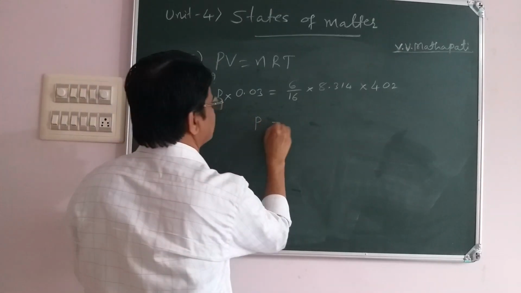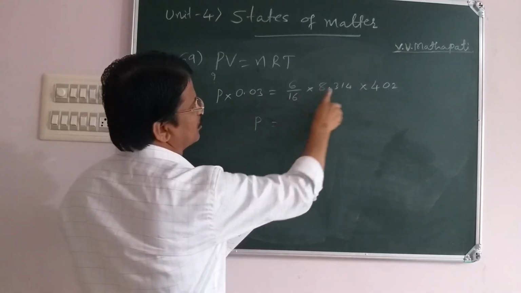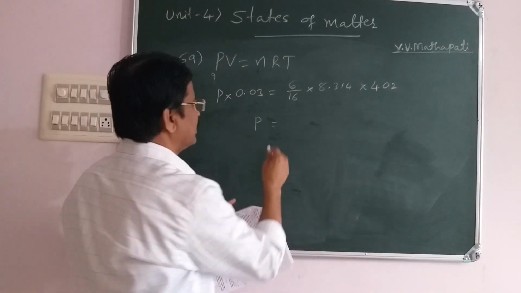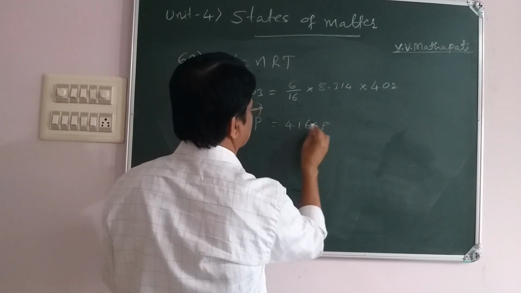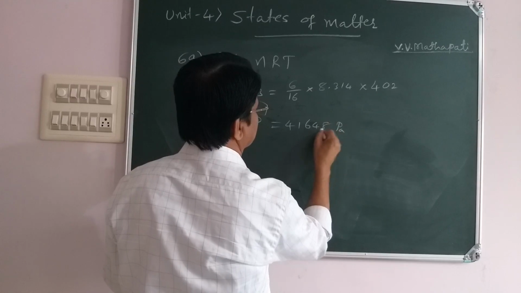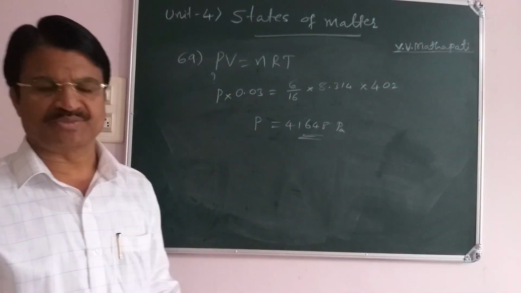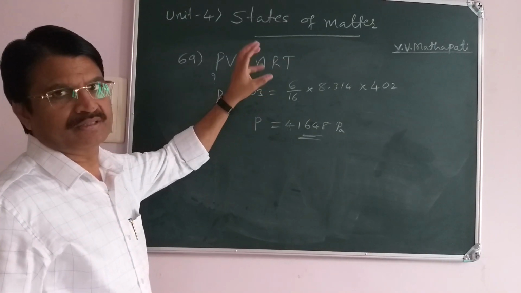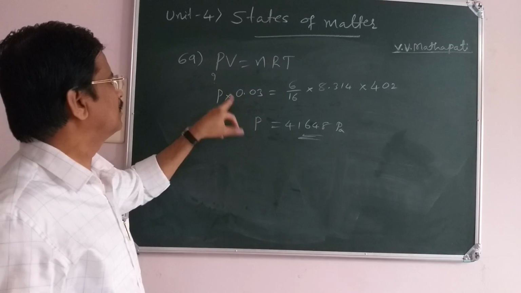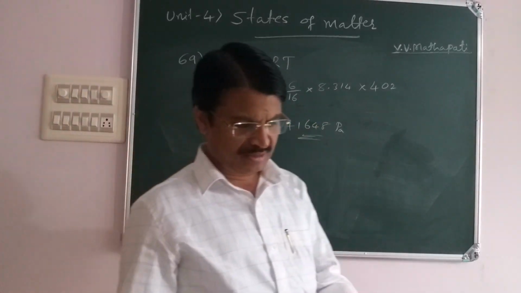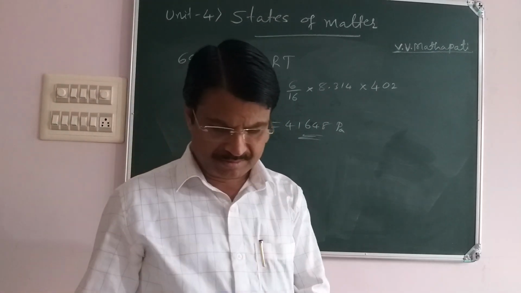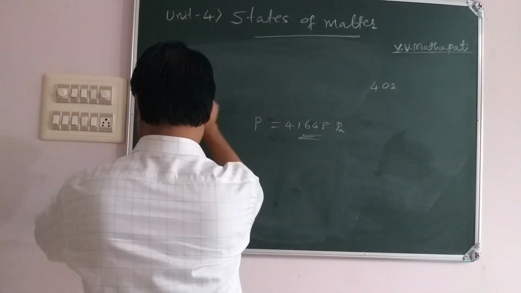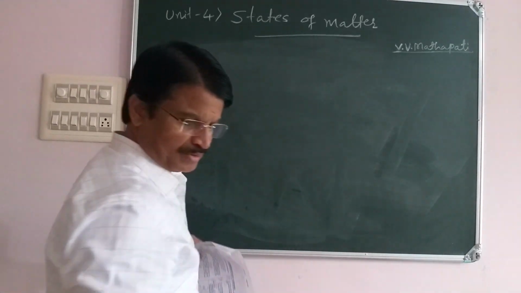Therefore P equal to, so 3 into 10 raised to minus 2, and simplify this, we get P value. Its value is 41648 Pascal. But the important formula is to convert the given mass into mole, right? And substitute the values, you get P value. Then one more question. Question number 70.